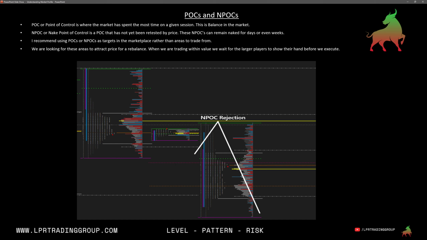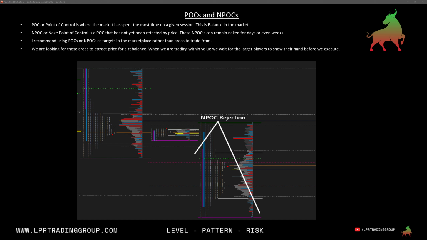NPOCs, or naked point of controls, is a point of control that has not been retested by price. So it's a previous point of control, or a point of control from a previous day that laid itself out just like this, and then the following sessions have not come back up to retest this point of control. So it's naked. It has not been retested. I recommend using POCs and NPOCs as targets in the marketplace rather than areas to trade from.